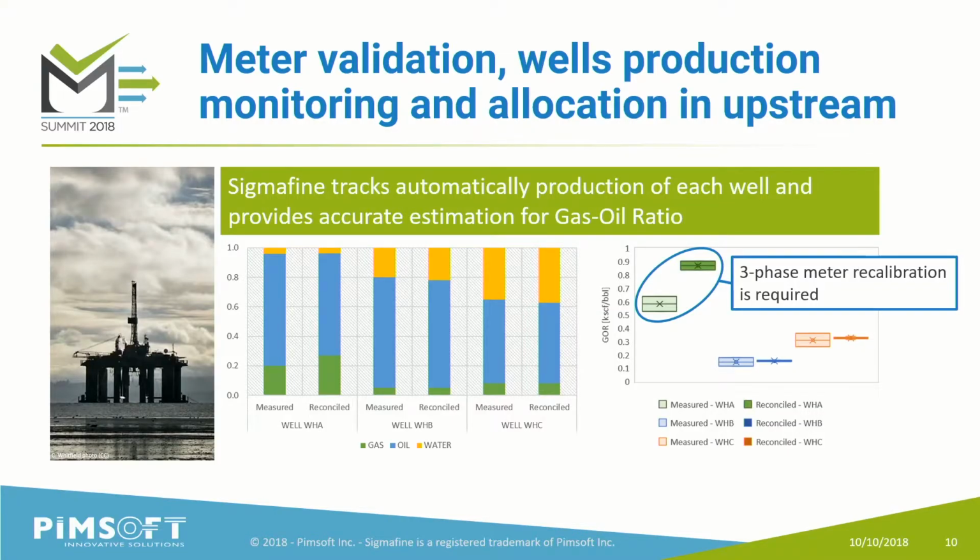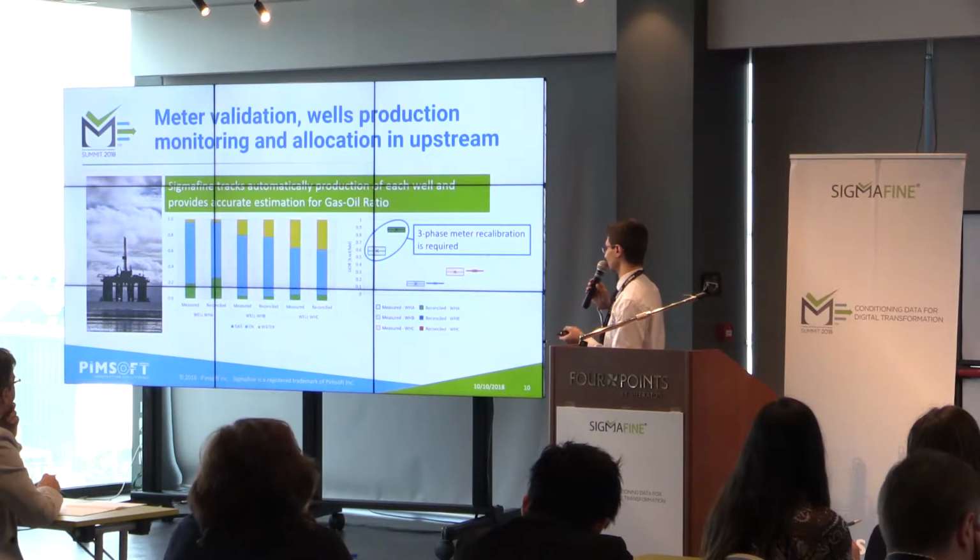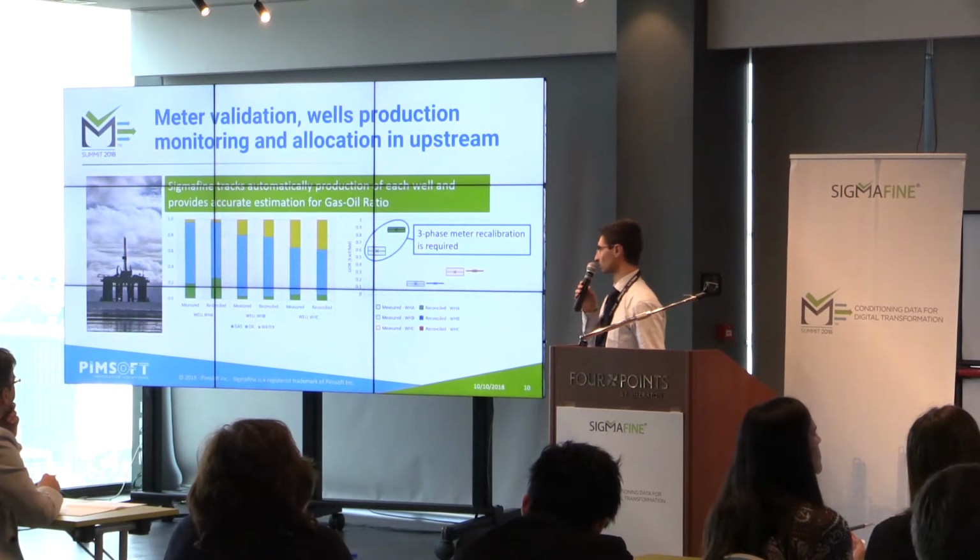And we can see that with the accuracy of the reconciled, we should remember that Sigmafine also gives you how accurate the reconciled data is, not only the measured. And we see a big discrepancy on the first one, so it probably means that meter had to be recalibrated, while the other two are quite in accordance.